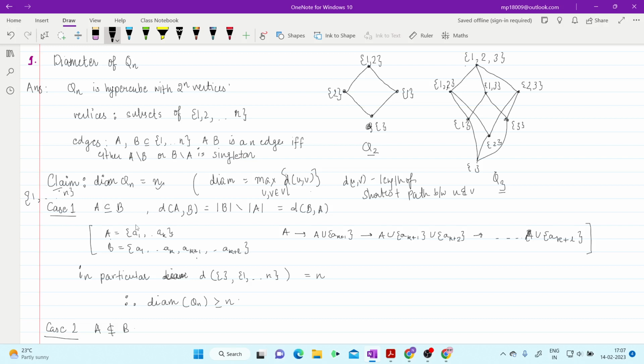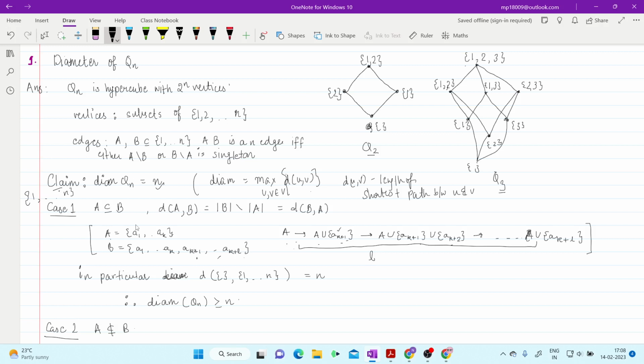If we want to go from {a1, ..., ak} to {a1, ..., a_l}, we can go via this path. The first edge will be from A to A union {a_{k+1}}. Then the second edge will be from A union {a_{k+1}} to A union {a_{k+1}, a_{k+2}}, and so on. At each step we are adding just one element, because two subsets have an edge only if they differ by one element. The number of edges will be l minus k, one edge for each additional element.